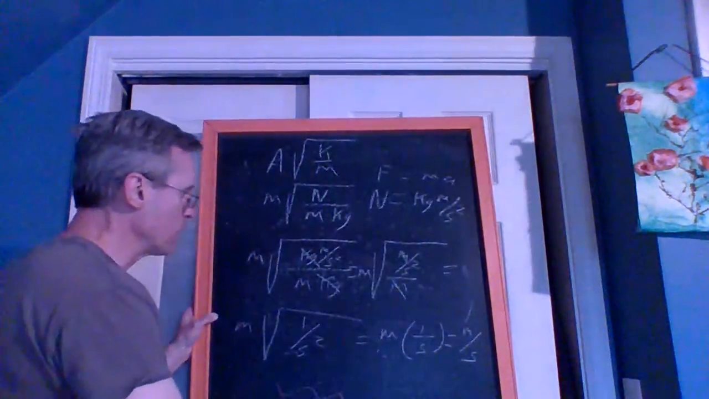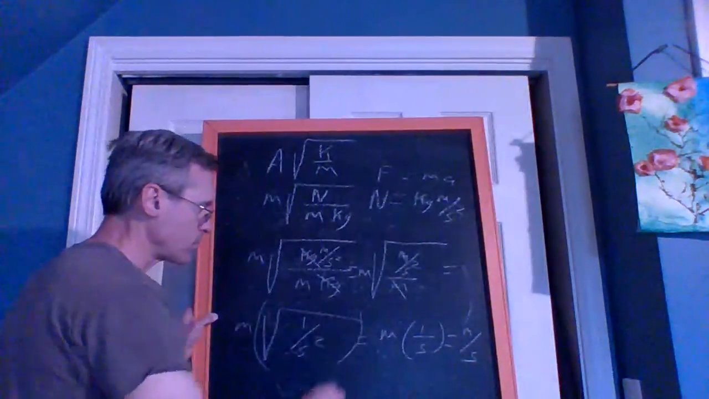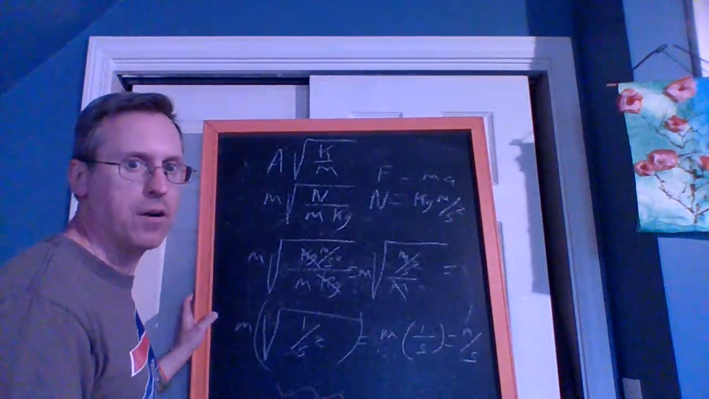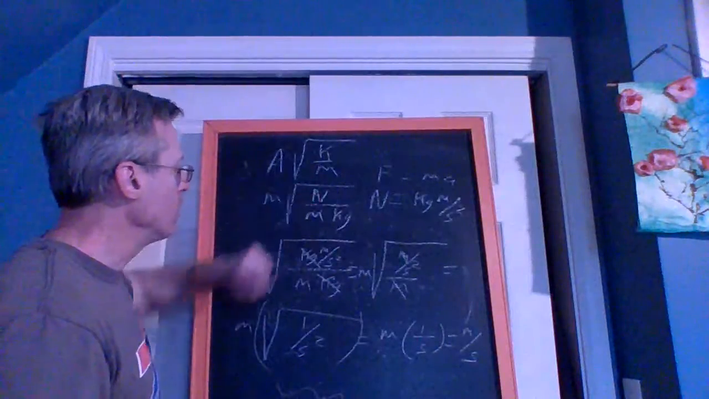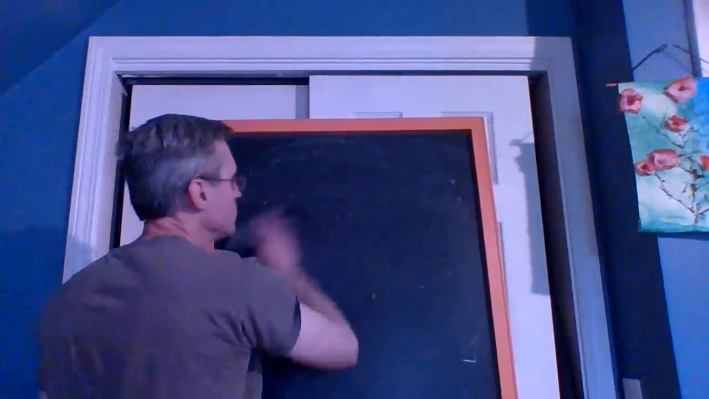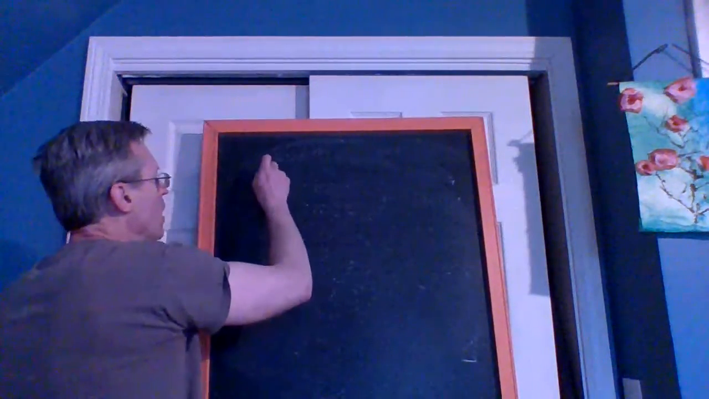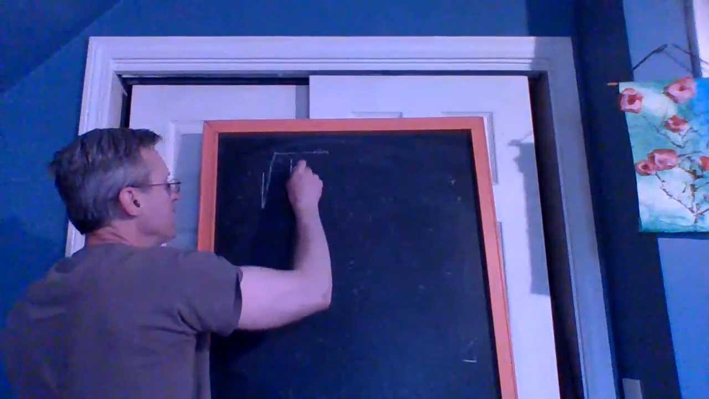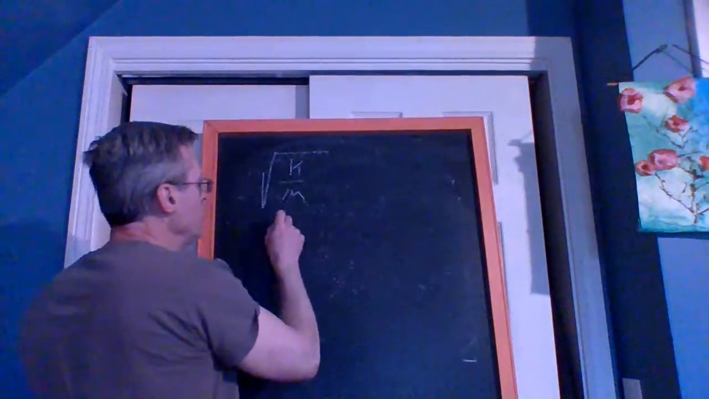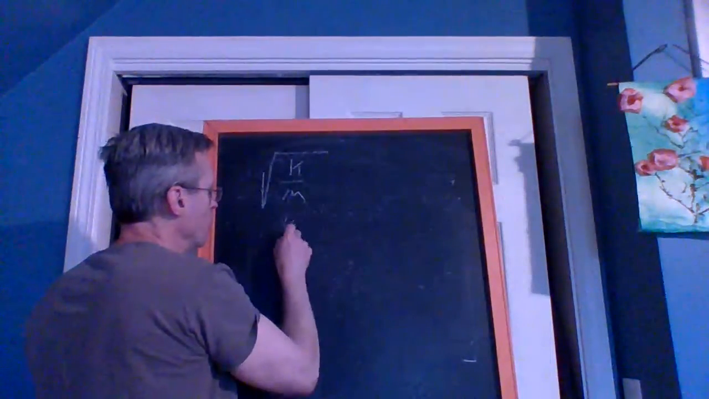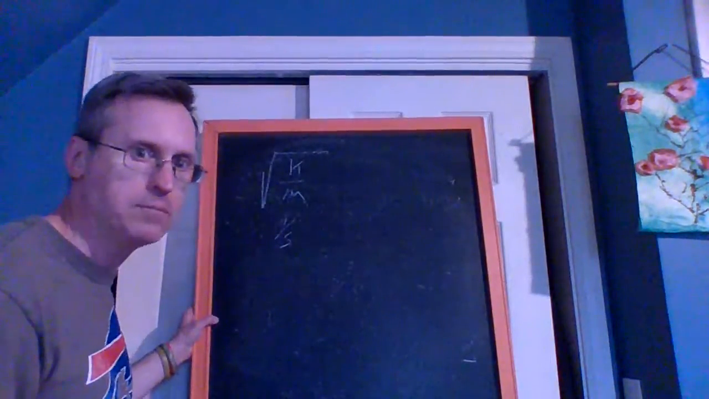I want to look at this term right here though, which we got from up here, the square root of K over M. Let me erase this and tell you what this means. For you future engineers and you AP students, pay attention to this. This winds up having units of 1 over seconds.